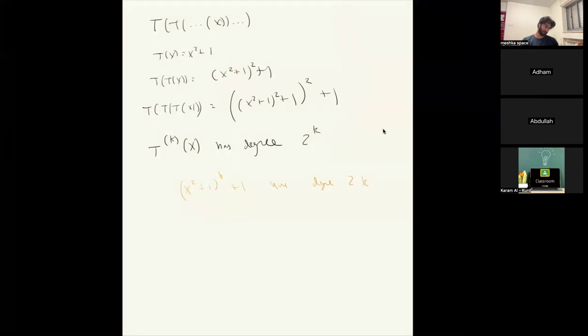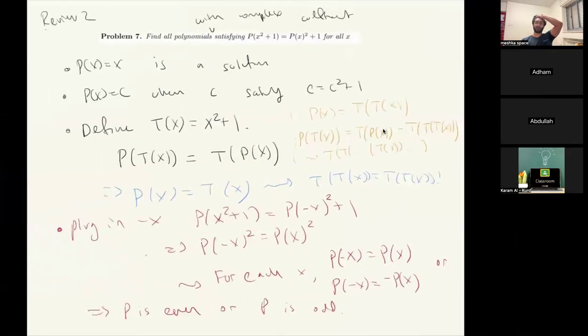But okay, so let's go back. We want to understand the even case, right? We want to understand what are the even solutions to this functional equation. So any ideas?